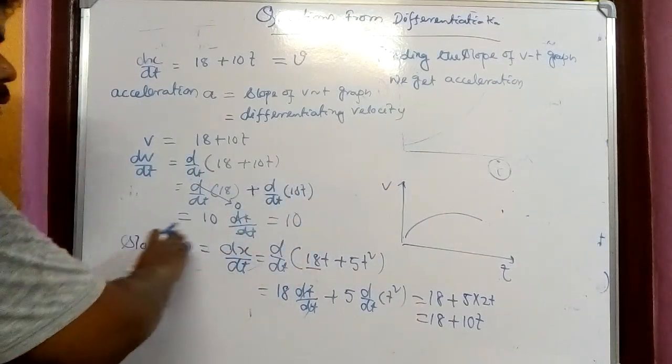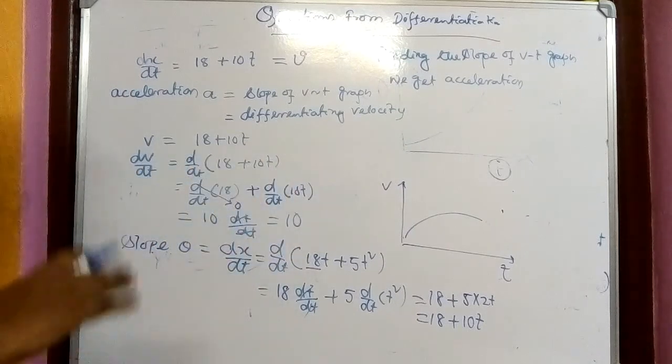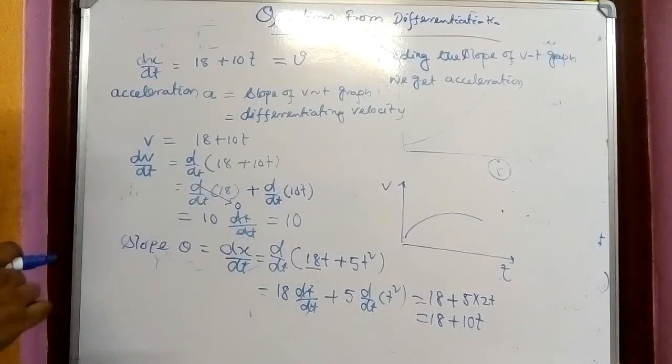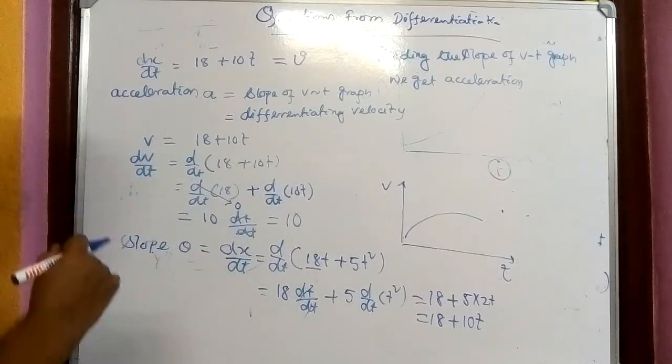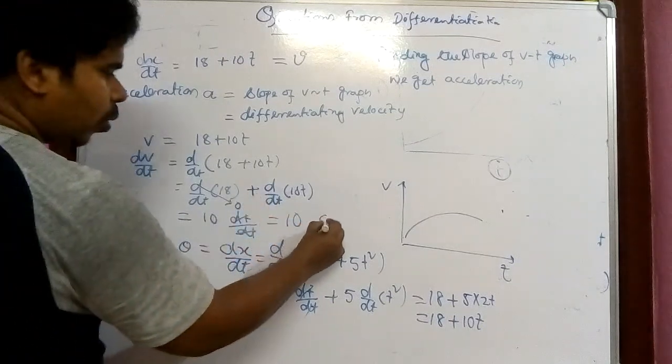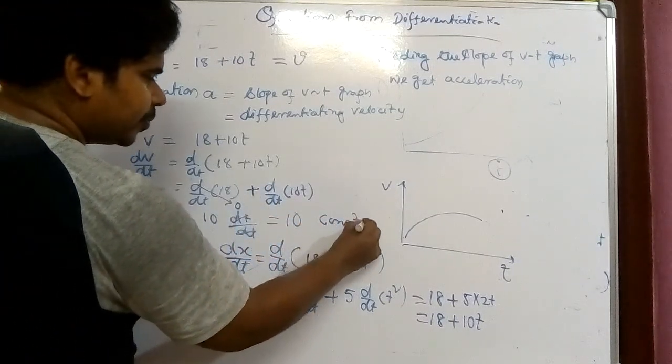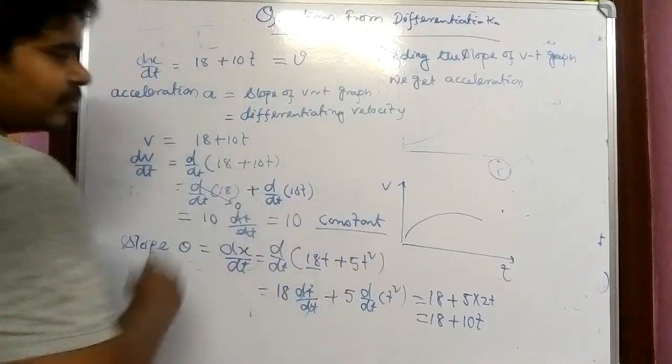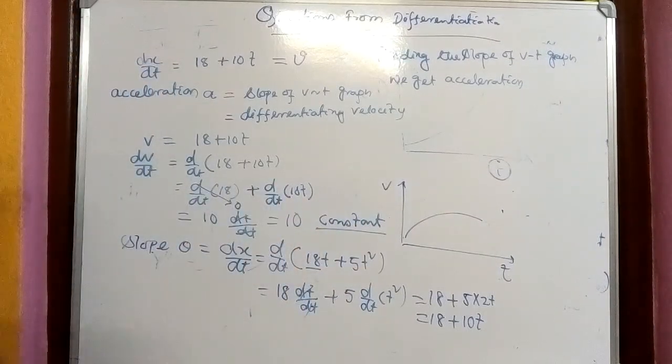And you see here no t term is there. No t term means this is a constant acceleration. It doesn't depend on time. So it is a constant acceleration.